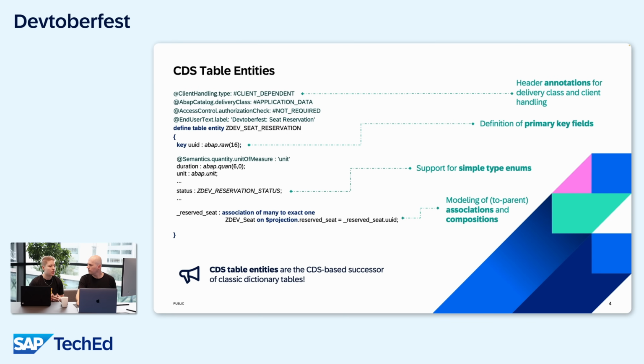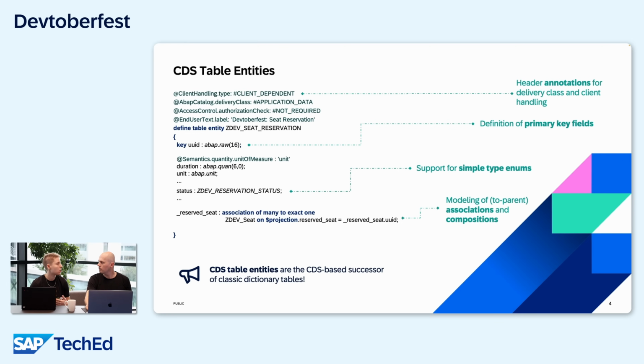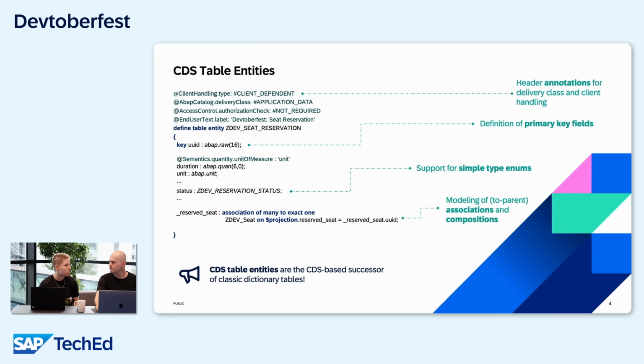So it's a CDS object that persists data. Basically it has the features of a dictionary table while also supporting all our new CDS objects, such as you can see here, header annotations for client handling and delivery class, various CDS objects and field annotations. And also, as you can see here, we can directly model the relationships between the entities in the table entity. So we can save this one layer in the view stack by just directly modeling the relationships between the entities.